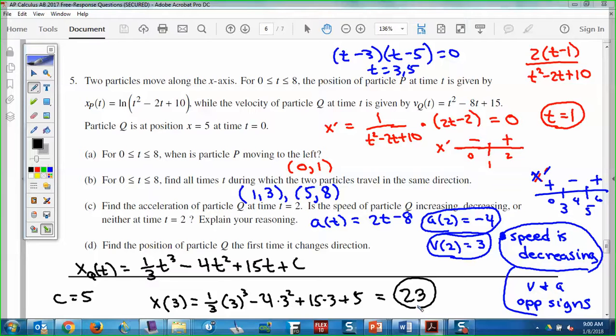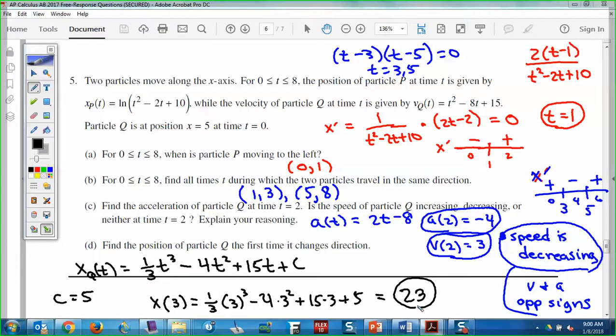And you may not have gotten this far yet, but you're just going to have the derivative, right? That gives you the acceleration at 2. Is the speed increasing, decreasing, or neither? That's speeding up or slowing down, right? Because they use the word speed. So is it speeding up or slowing down? What do you need to do that? Acceleration and velocity. We just found the acceleration at 2. Now you need the velocity at 2. Well, you already got the velocity equation up here for Q, so you can get that.